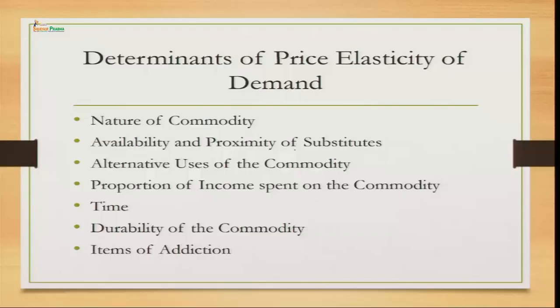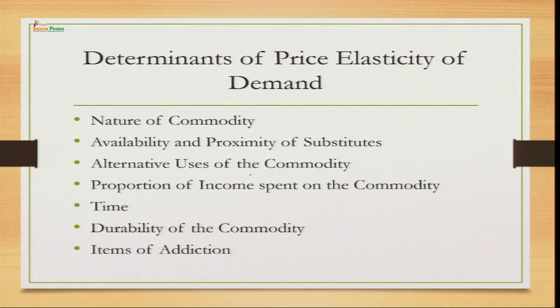Then second is availability and proximity of substitutes. Yes, again this is important. If the substitute of any commodity is available, definitely the demand for that product is of elastic nature, because if the price of that commodity increases, people will shift their demand to another commodity. But in case the substitute is not available, suppose you are having a petrol car and the price of petrol increases, you will not be able to change your petrol car overnight into a diesel car, right? So, you are not left with any choice. You have to fill up your tank with petrol at the higher price also. So, in this case, the demand will be of inelastic nature. Okay. So, if the substitutes are not available, the demand will be inelastic, and if the substitutes of the commodities are available, demand will be of elastic nature.